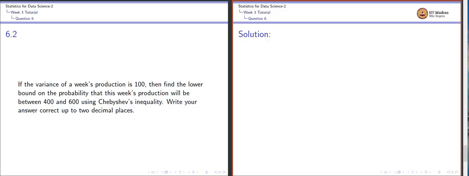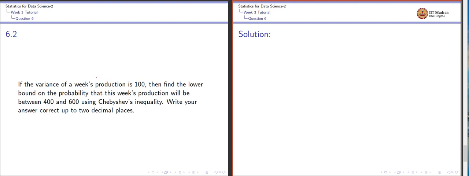Hello students, so we are going to see the second sub question of question number 6. It says if the variance of a week's production is 100, then find the lower bound on the probability that this week's production will be between 400 and 600 using Chebyshev's inequality.